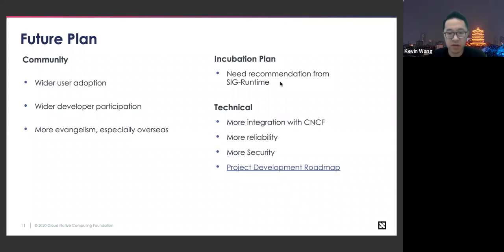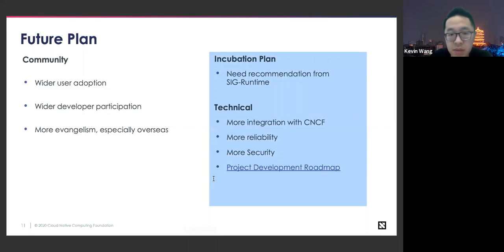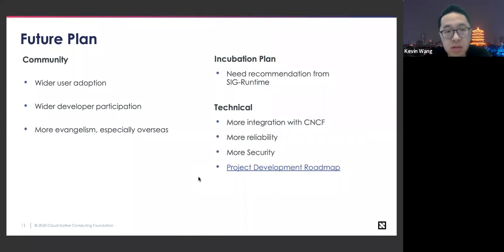We are definitely very interested in integrating with them to help users speed up the transition. More details about the technology are in the project roadmap. Okay, that's all about my presentation. Any questions or comments?